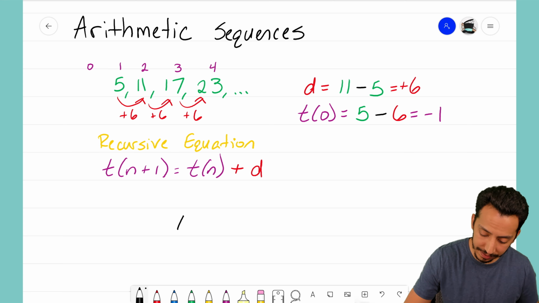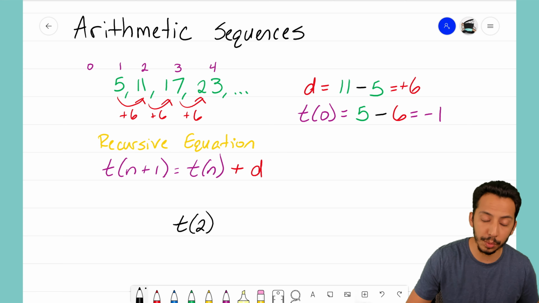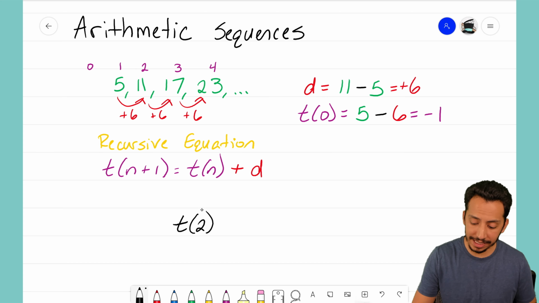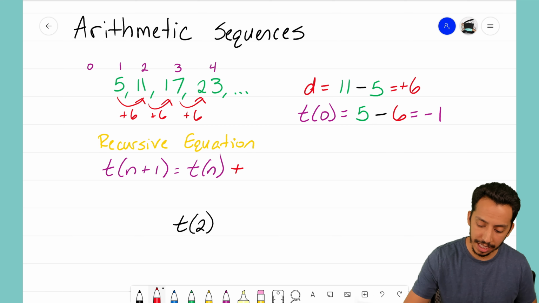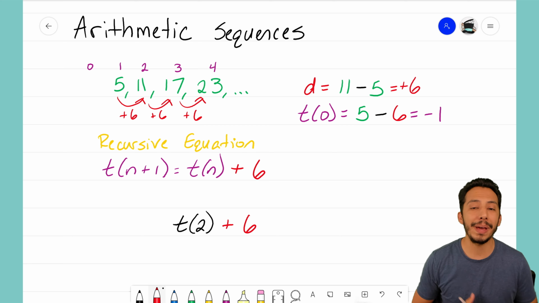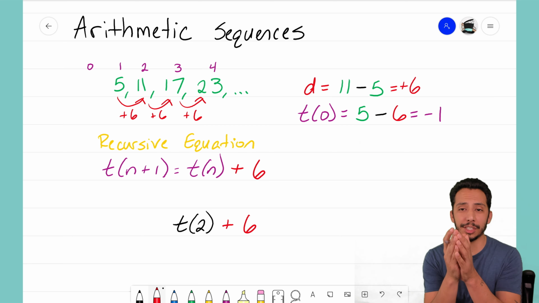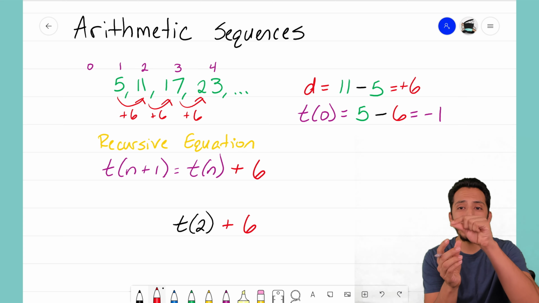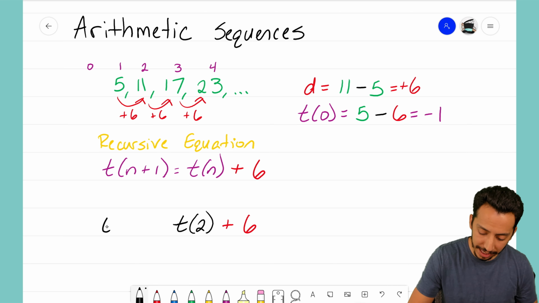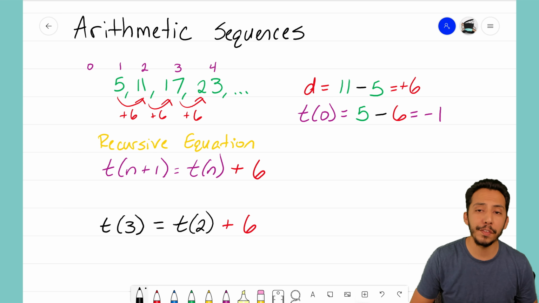So for us, we're going to have t of 2. I'm looking at that second term, so n equals 2. I'm going to take that and add our common difference. Well, we know that our common difference here is 6. So I'm going to take t of 2 and add 6 to it. If I take my second term and add 6, I will be getting the third term. I will end up equaling t of 3.